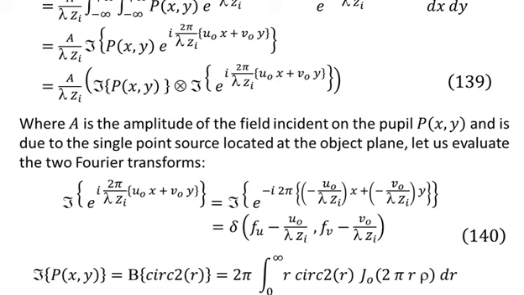So the Fourier transform of this quantity we have evaluated. Look at it by yourself: we have rearranged the term, and then we have written delta as a function of fu minus u naught over lambda zi, comma fv minus v naught over lambda zi, as in equation number 140. So we have evaluated the Fourier transform of this quantity.